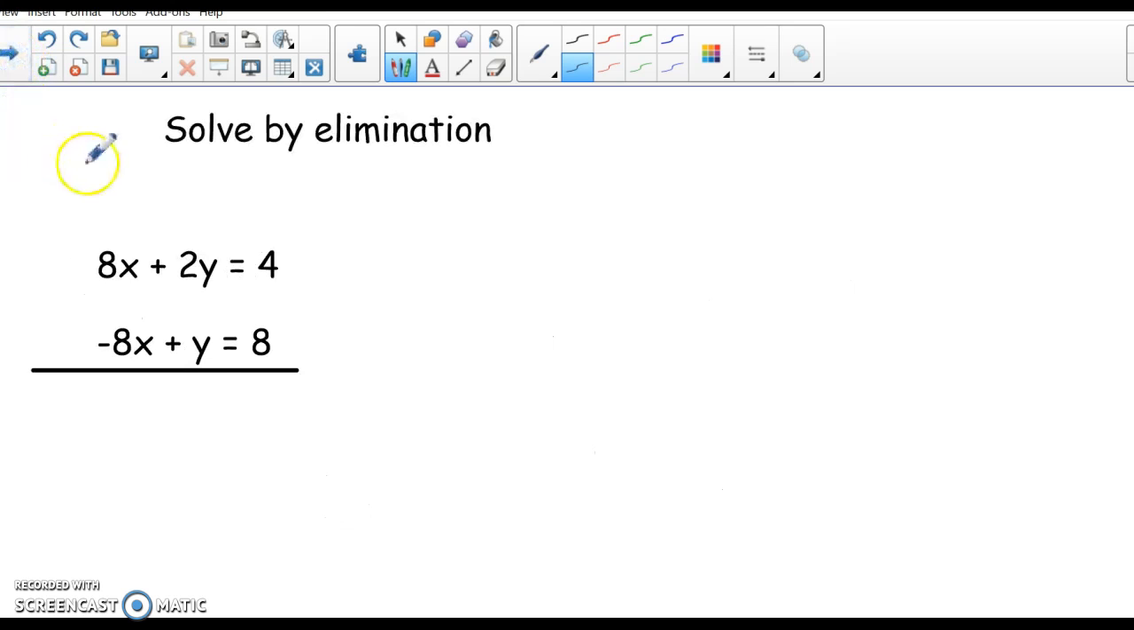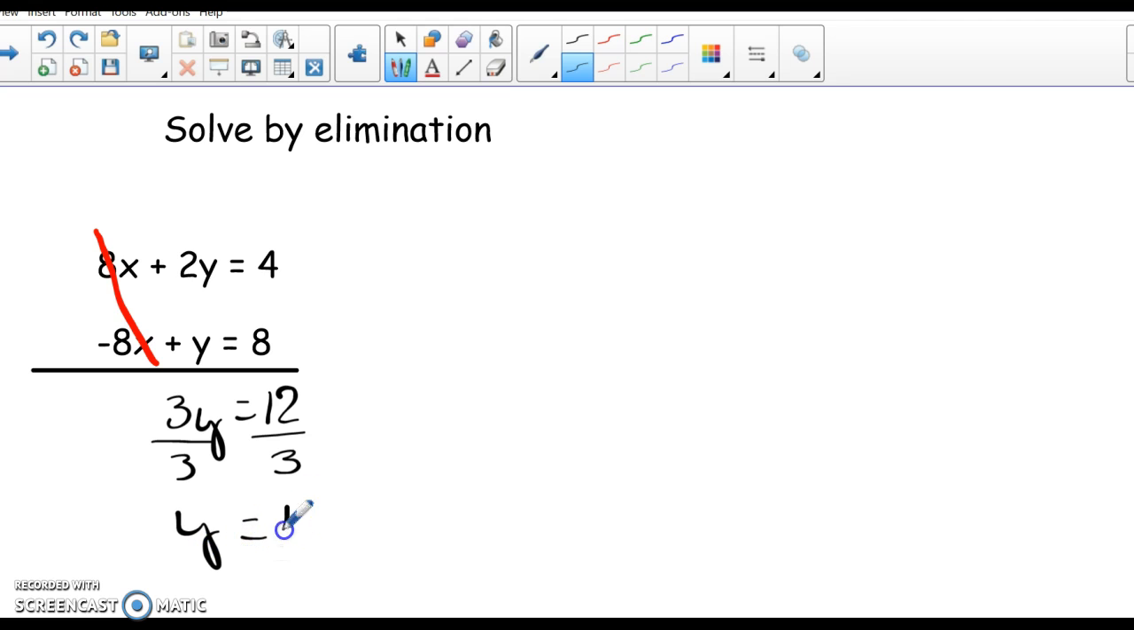Solve by elimination. You won't have one that's much more difficult than this one. Look to see which ones could cancel. I can look at this one and tell these are the same. So 8x minus 8x, that's gone. 2y plus y gives me 3y. 8 plus 4 is 12. If I divide by 3, I get y is equal to 4.